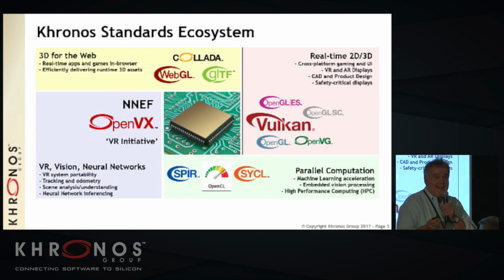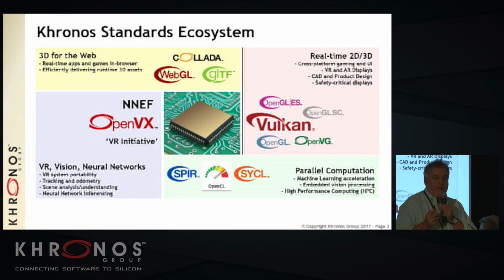Then on the left-hand side, we have some vision and neural net related stuff. OpenVX is much higher level than OpenCL. It's basically a directed graph that lets you describe Lego blocks for vision processing. So an implementer can very efficiently accelerate it on any kind of processor or architecture that they have.